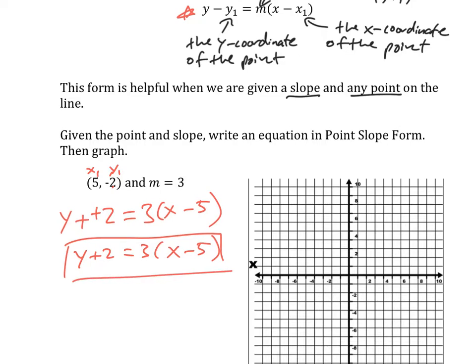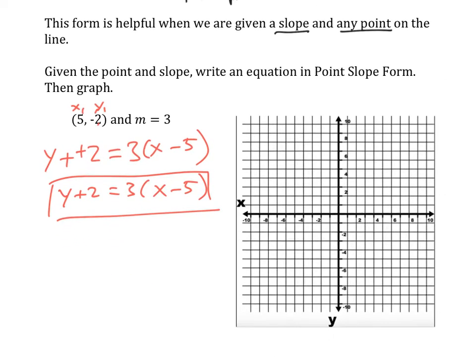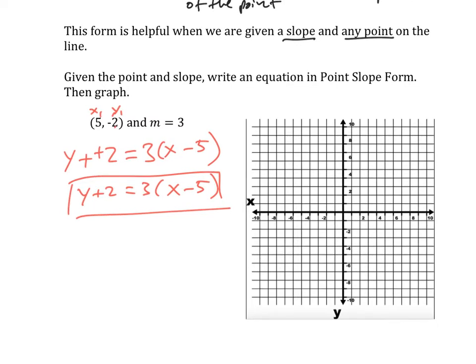All right, so how do we graph? Well, just like we graphed from slope-intercept form, we want to start with our point. We have the point (5, -2), so we'll go to the right 5, and then down 2. So we'll put a point right there at (5, -2).